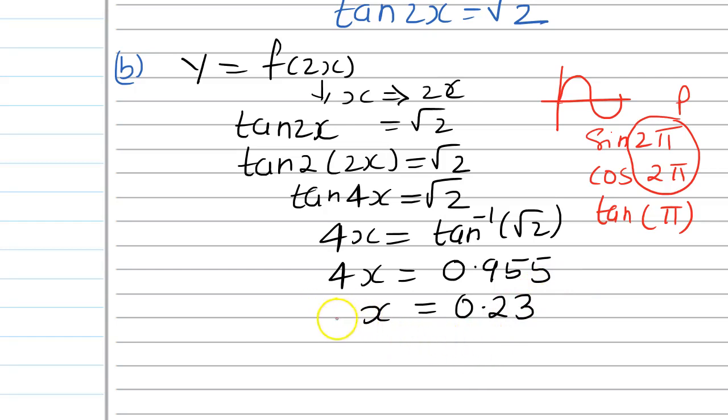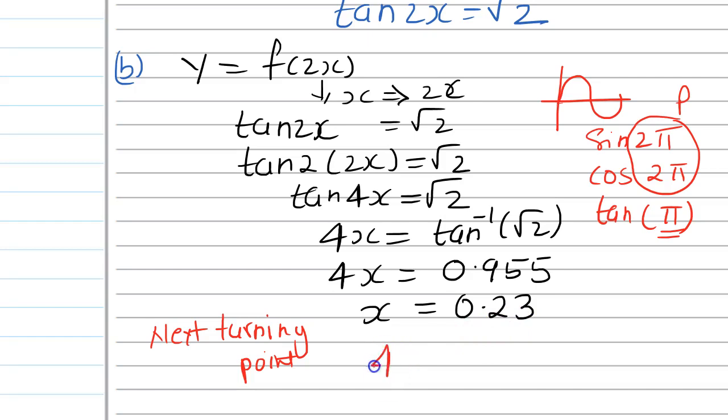Now if 4x is 0.23, here the period is pi. So for the next turning point you need to add pi. First, the next turning point you need to calculate. The next turning point, you need to add pi. So our value is 0.23.